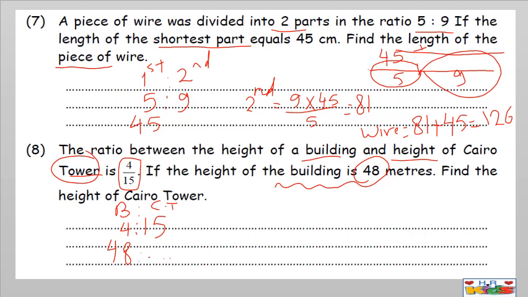To find Cairo Tower, it equals 48 multiplied by 15 divided by 4. We can use a calculator to find the answer: 48 by 15 divided by 4. The answer equals 108 meters.